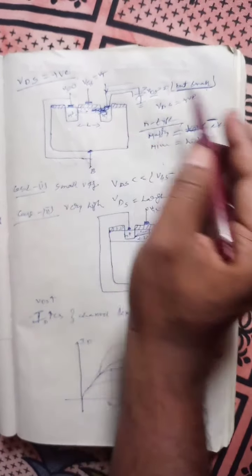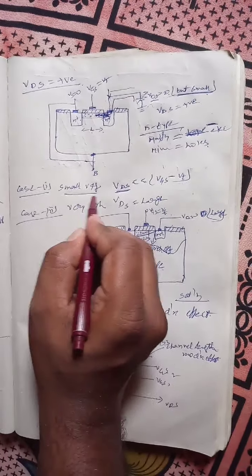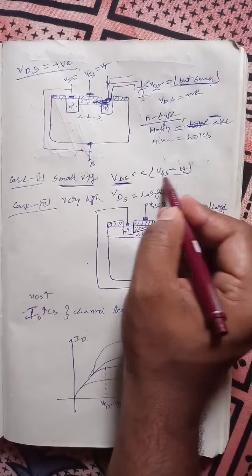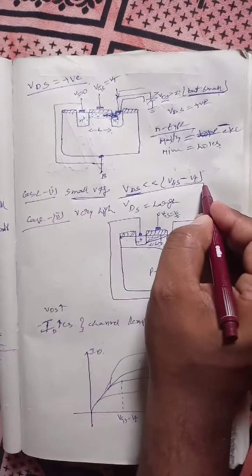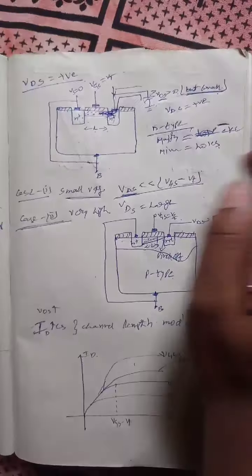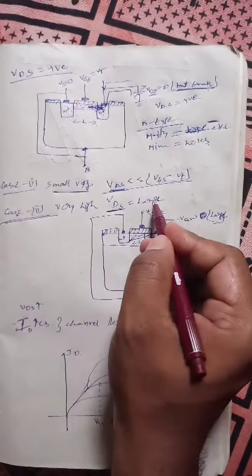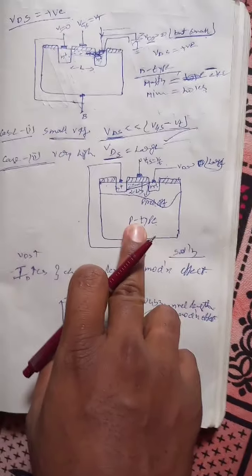So this VDS has a smaller value. In this first case, we will be giving a small voltage, VDS less than VGS minus VT, where VGS is the gate voltage and VT is the threshold voltage. So this is the first case. In the second case, we are increasing the VDS from this initial value to a larger value. Let us see what happens in this second diagram.